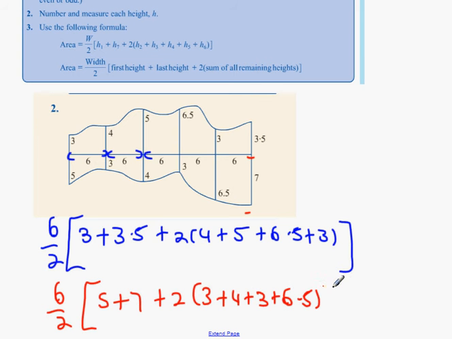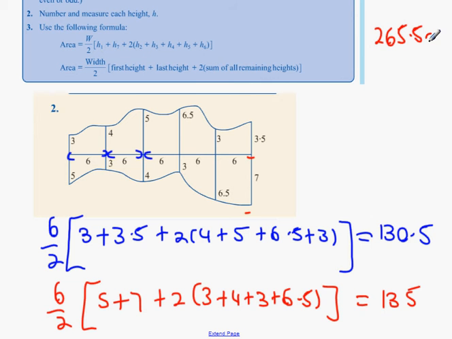Does anybody have the answer in blue? What is it? 130.5. Does anybody have the answer in red? 135. Add them together and you get 265 centimeters squared. Remember, this is an approximation. It's a good estimate of the area, but it's not actually the area. For the same reason, remember what I was saying earlier on, that it's just taken off parts up the top. It's not exactly the same, but it's roughly the same.